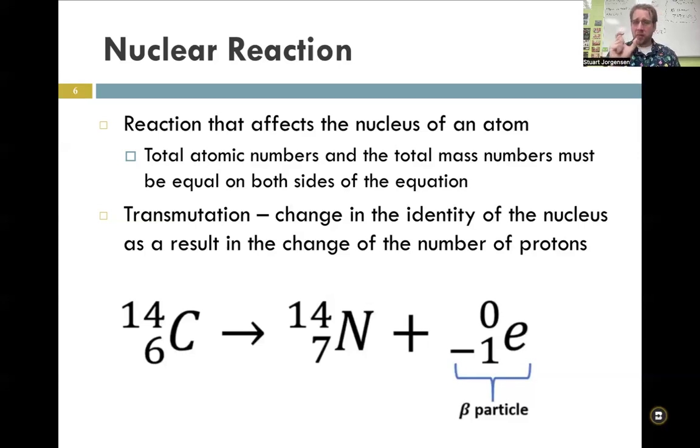The total number of protons and the total mass have to be conserved, by which I mean they have to be the same on both sides of the change. You can't just have protons disappearing. You can't have neutrons disappearing. We still got to account for them.